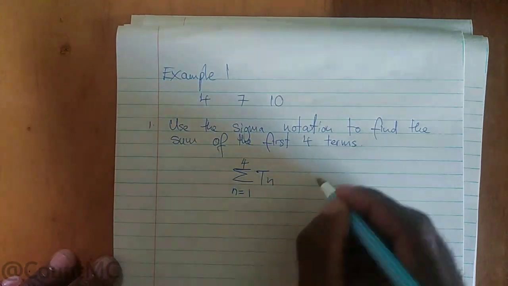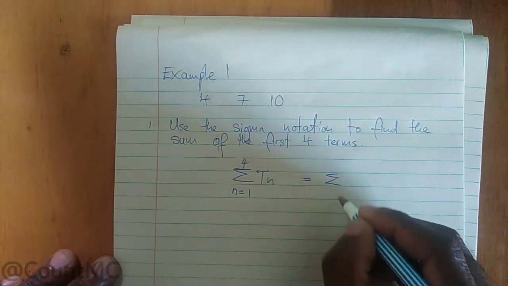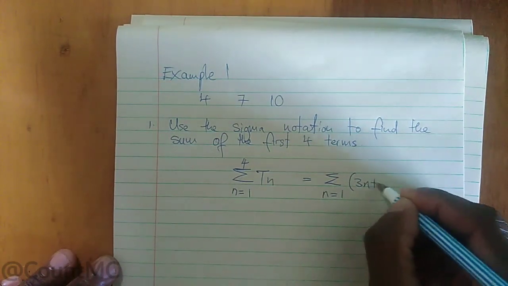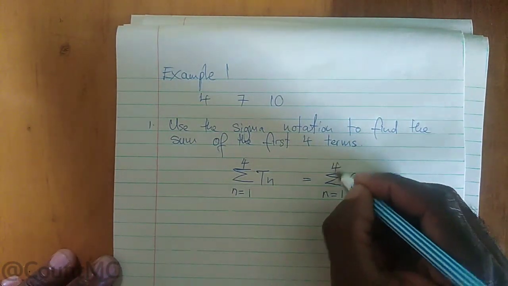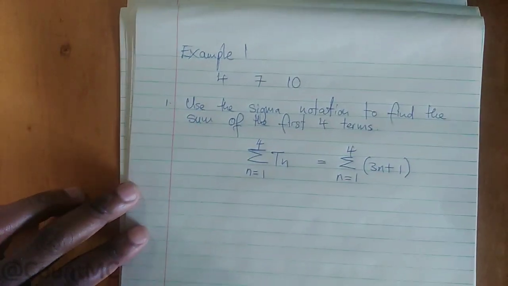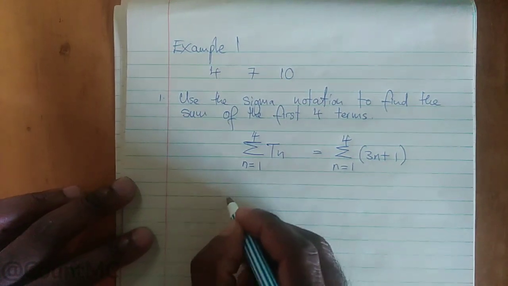So you have to be specific now. In place of Tn, you write 3n plus 1. So this is the sigma notation. Now we need to calculate and get the answer. Let us do the calculation.